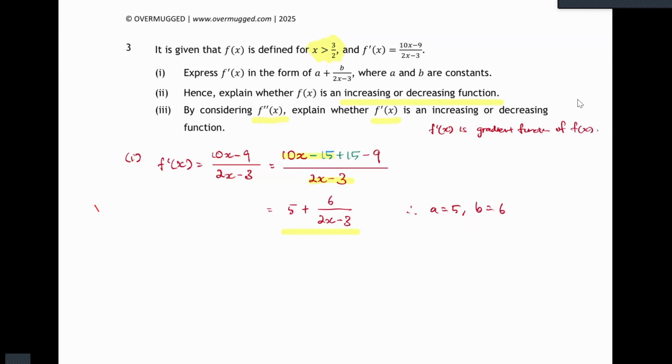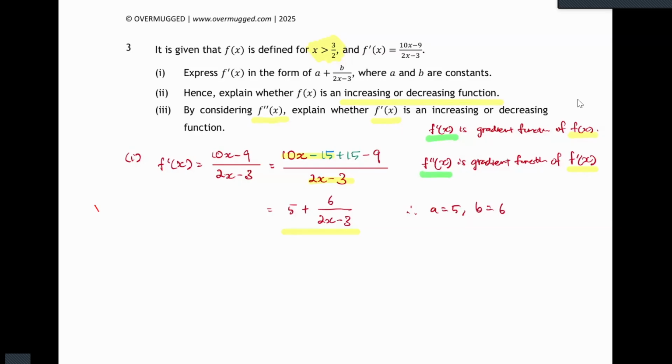If I look at f prime x in the same lens, then your gradient function will be f prime prime x, the gradient function of f prime x. So for part 3, when we consider f prime prime x, we are trying to find the gradient function of f prime x. So therefore f prime prime x. Yeah, if in case anyone is confused.